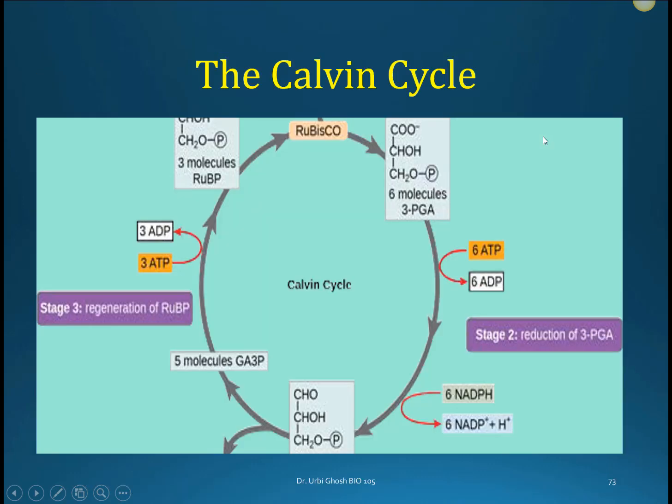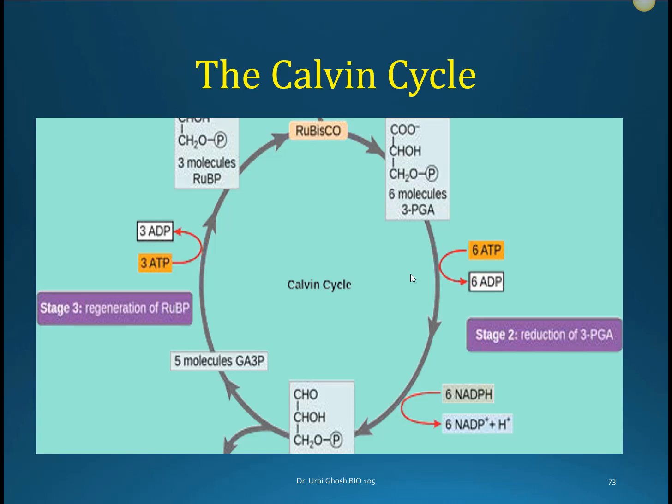Now, the Calvin cycle is organized into three basic stages: fixation, reduction, and regeneration. In fixation, you have the addition of CO2 to this molecule or enzyme called ribulose 1,5-bisphosphate carboxylase, or Rubisco. And the three molecules of ribulose bisphosphate will then make 3-PGA, which is 3-phosphoglyceric acid.